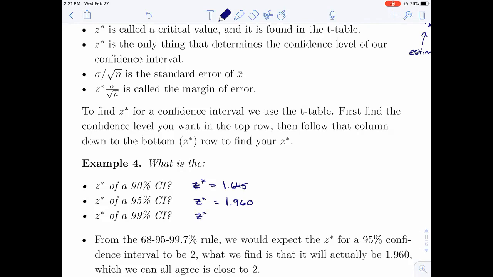And finally, Z star for a 99% confidence interval. You want to be careful with all of those because there's 98, 99, 99.5, 99.8, and 99.9. So you want to make sure that you pick the right one. So 99% confidence interval, 2.576.